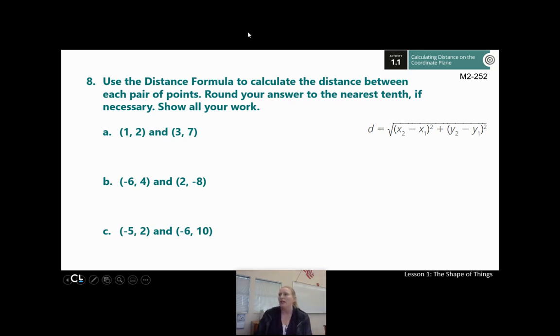I would like you to use the distance formula to calculate the distance between each pair of points. Use a calculator. You're going to find that not all of these are going to work out as pretty and perfect as our square root of 25, where we got 5 exactly. So use a calculator to help you do your square roots so that you can round your answer to the nearest tenth. Make sure you show your work. Go ahead and hit pause, dive in, and then hit play when you're ready to check your work.